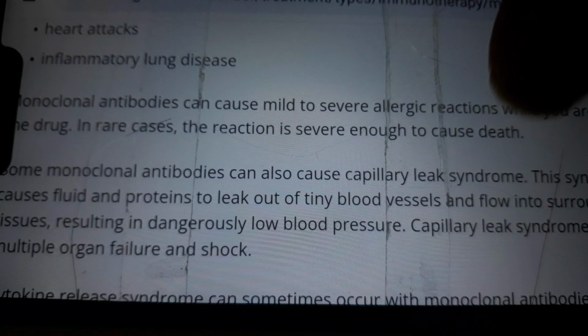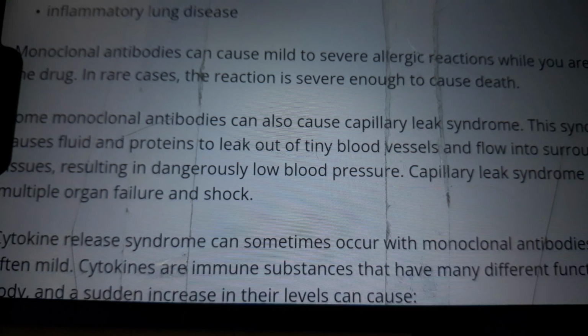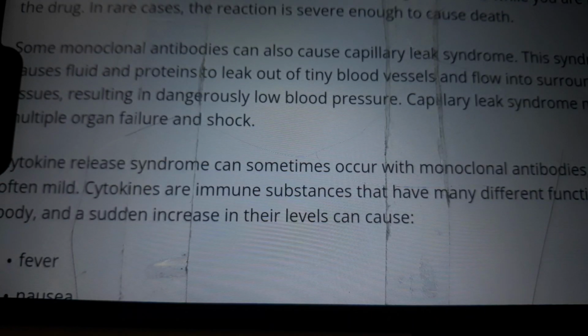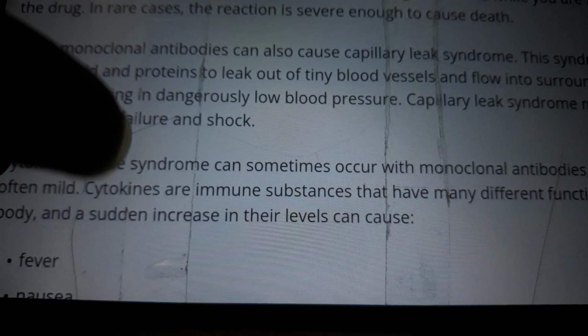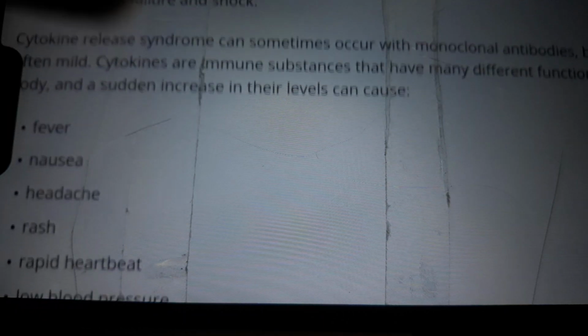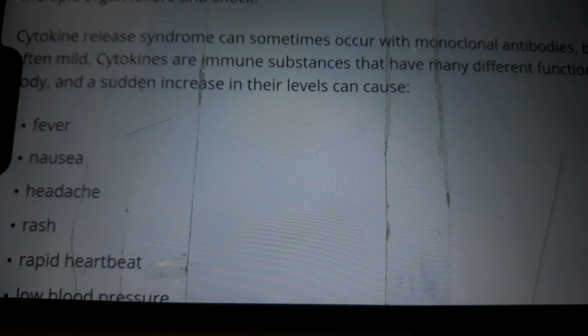to the monoclonal antibodies. These can cause mild to severe allergic reactions while you are receiving the drug. In a rare case, the reaction is severe enough to cause death. Some monoclonal antibodies can also cause capillary leak syndrome. This syndrome causes fluid and proteins to leak out of tiny blood vessels and flow into surrounding tissues, resulting in dangerously low blood pressure. Capillary leak syndrome may lead to multiple organ failure and shock.